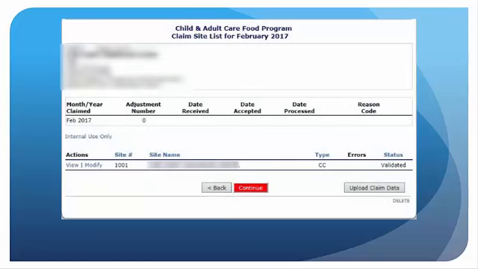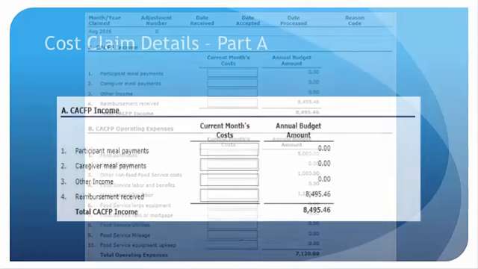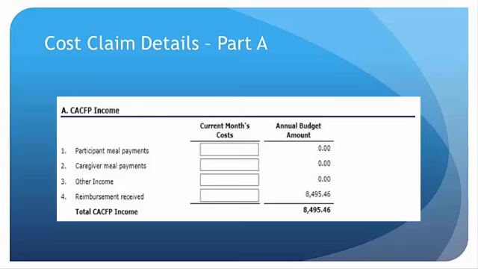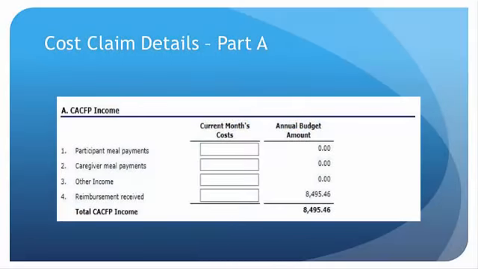From the Claim Site List screen, click Continue and the claim cost details will appear. Enter any income received for the food service in Part A. If the organization is a pricing program, enter monthly payments for meals on line A1. If the staff pay the center for their meals, enter the monthly payment amount on line A2. Enter other income on line A3 if applicable. Examples of other income include payment for meals your food service prepares and sells to other centers. Enter reimbursement received during the month on line A4.